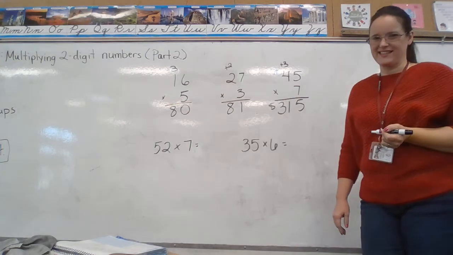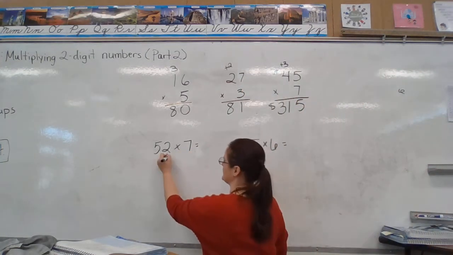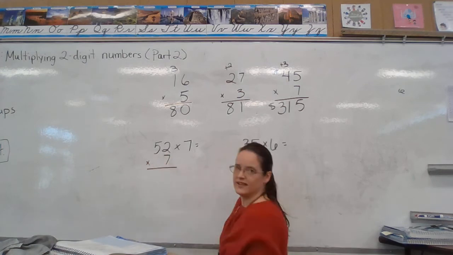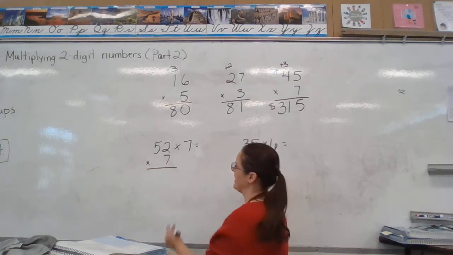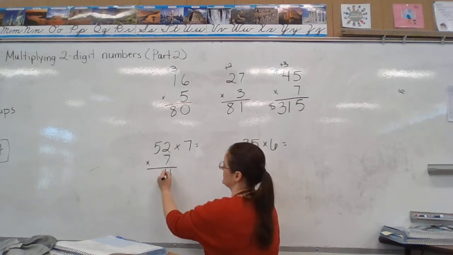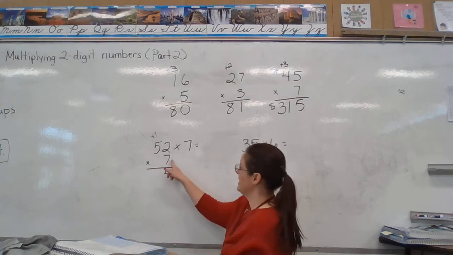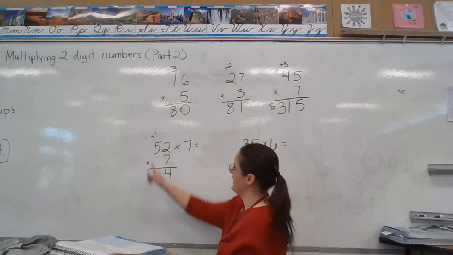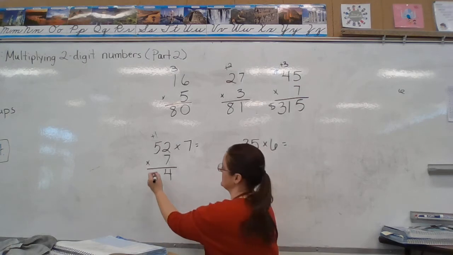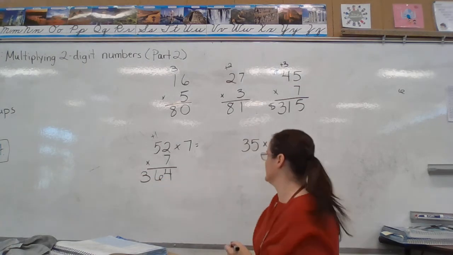Yeah, I don't like that either. I'm going to rewrite them. I can just take my 52 here and put a 7 underneath it and rewrite it right on the paper like that. So 7 times 2 gives me 14. Carry my plus 1 or my 10 over there. 7 times 5, 35, 36. So 364 is my answer.